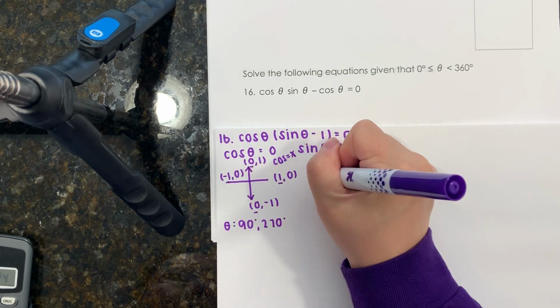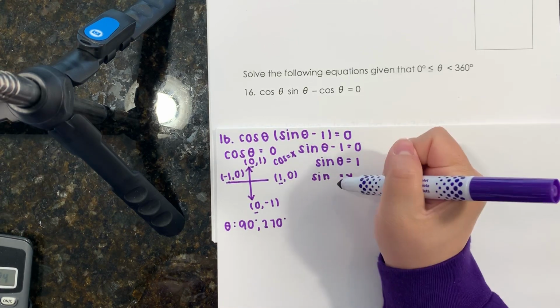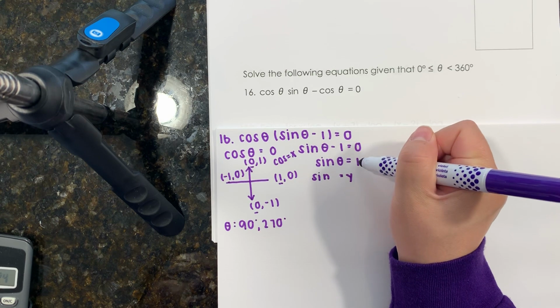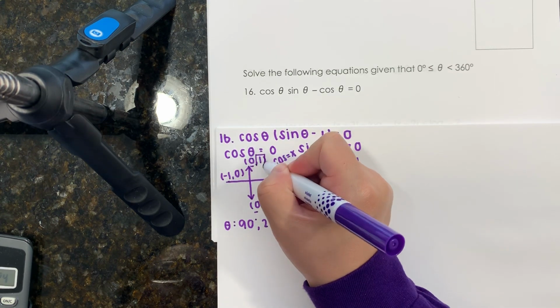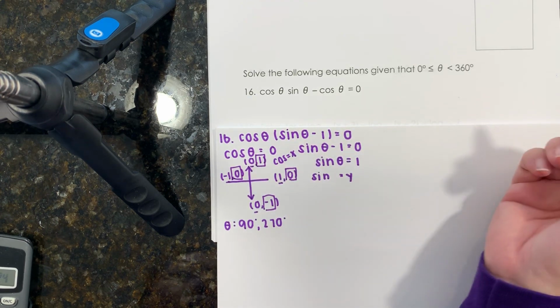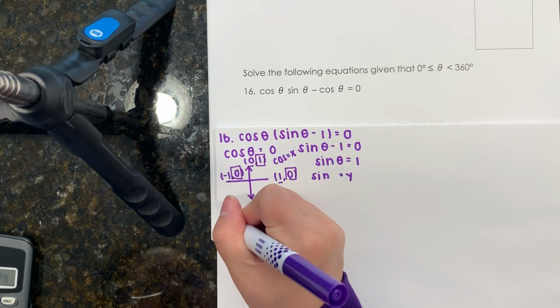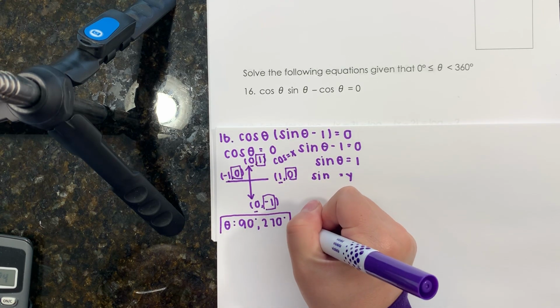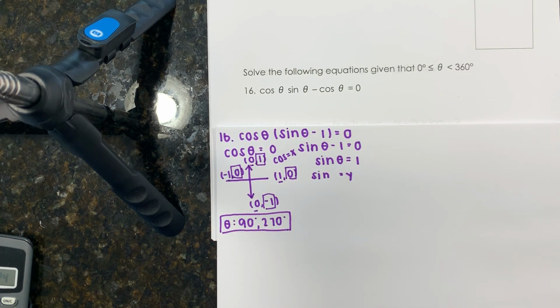Then for sine, sine is equal to the y-coordinate. So at what degree is the y-coordinate equal to 1? Well, if I look at all my y-coordinates, there's only one place where the y-coordinate is equal to 1, and that was at 90 degrees. And I have already listed 90 degrees as one of my answers for the first part of the equation. So I don't have to list it again, but your answer would be 90 and 270.